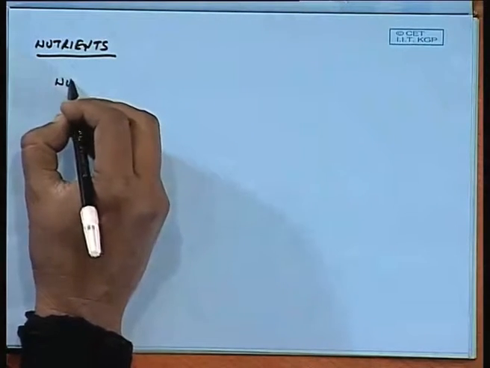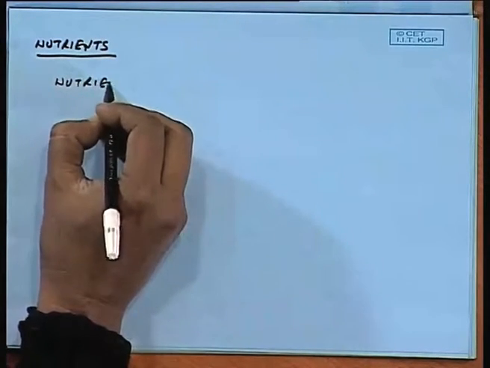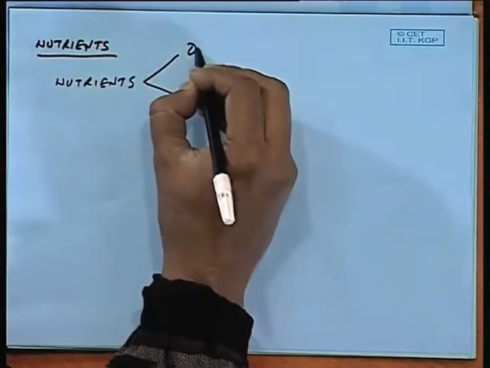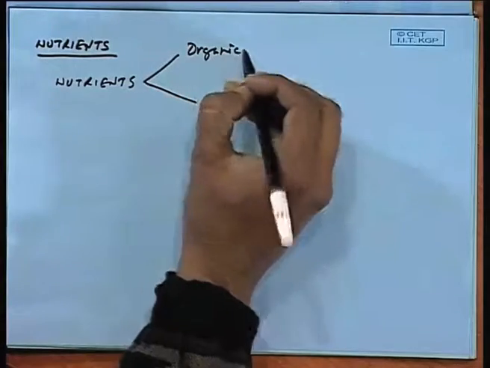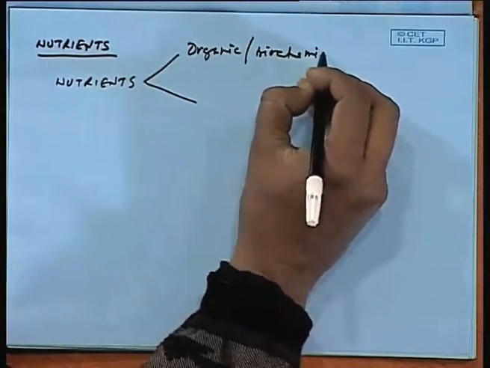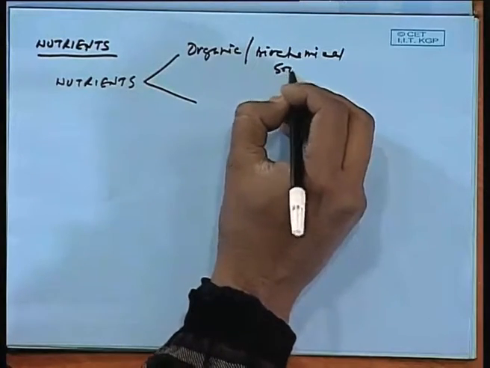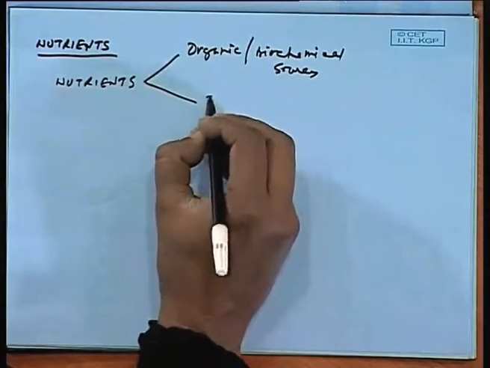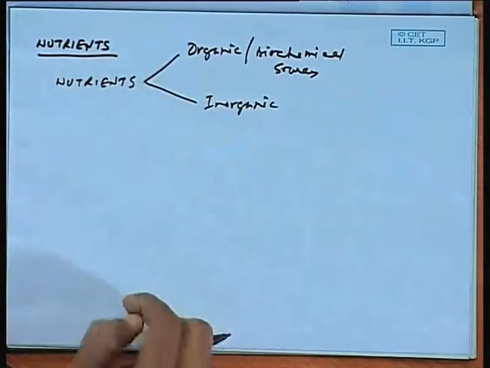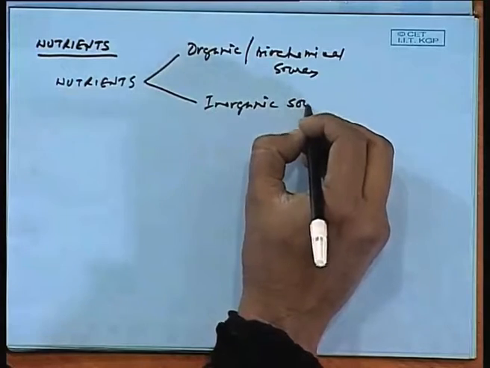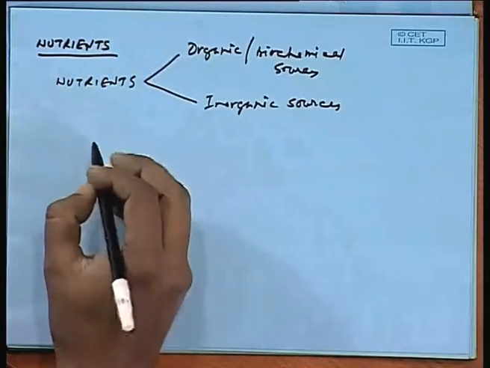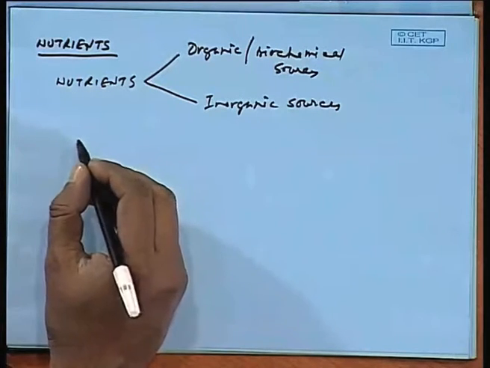If you just write like this, nutrients come from different sources, like organic or say biochemical sources, and also inorganic sources. Like in this organic or biochemical sources that we can explain.